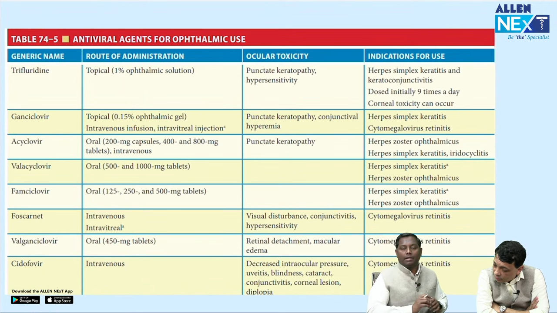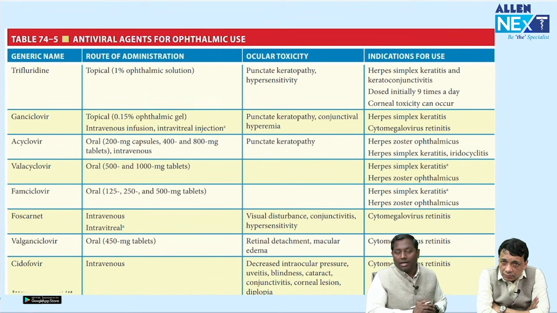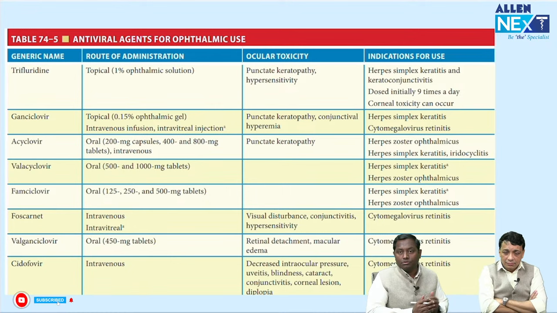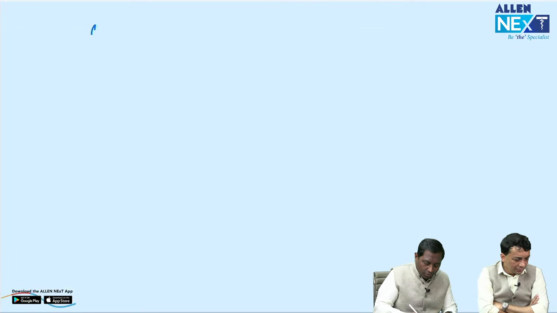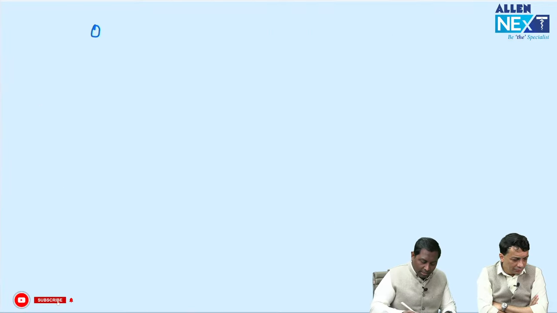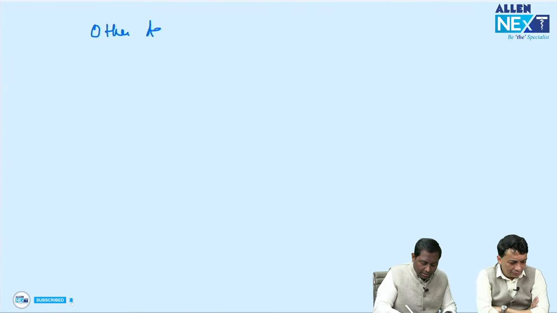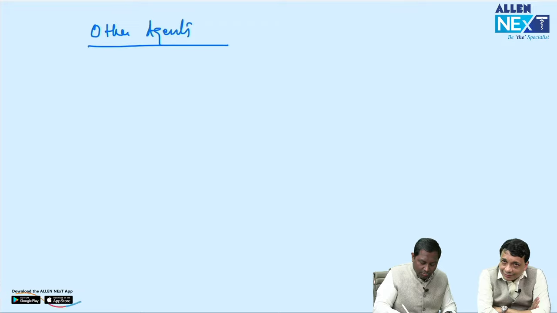And this is one table here that is summarizing all the antiviral agents that are utilized for ophthalmic use. You guys can take a screenshot or keep this in your phone for revising the other agents that you can use. As I was mentioning to all of you, acyclovir definitely can be used. The other agents, let me just add a couple more pieces of information, then we can proceed.